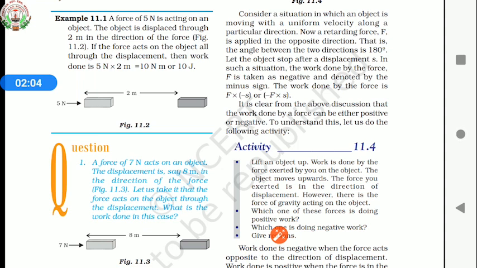What is energy? The capacity to do work is called energy. The different types of energy are light energy, mechanical energy, sound energy, wind energy, etc. The sum of kinetic energy and potential energy is together known as mechanical energy.